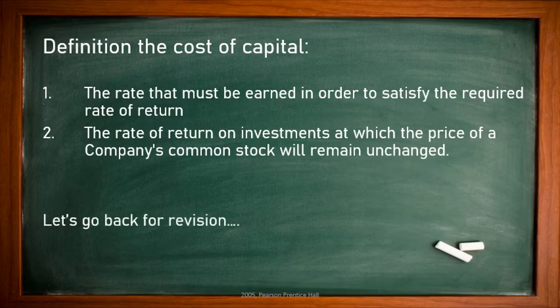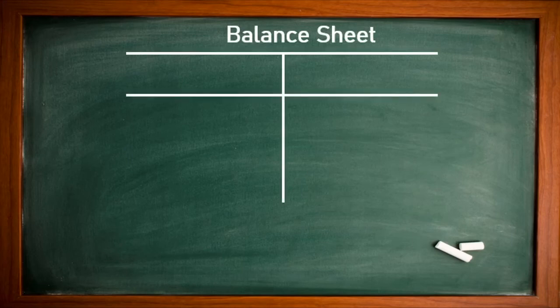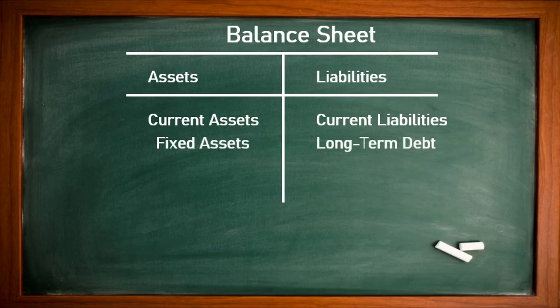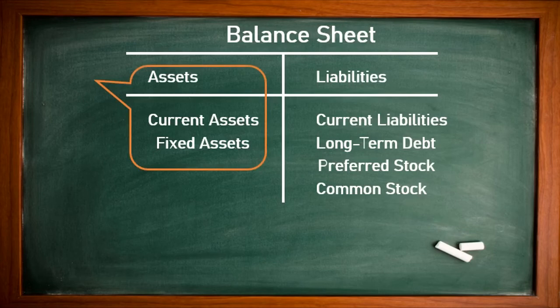Let's go back for revision. When we are understanding the wealth of any organization, we have to understand the balance sheet. So let's look at a snapshot of the balance sheet. In a balance sheet, you know we have two columns, assets and liabilities. In the assets column, companies mostly have current assets and fixed assets, and in the liabilities column they have current liabilities, long-term debt, preferred stock, and common stock. Current assets and fixed assets, meaning total assets, are the investment decision of any corporation.